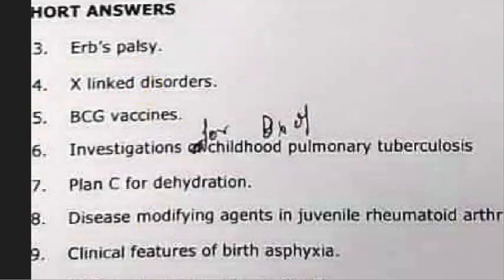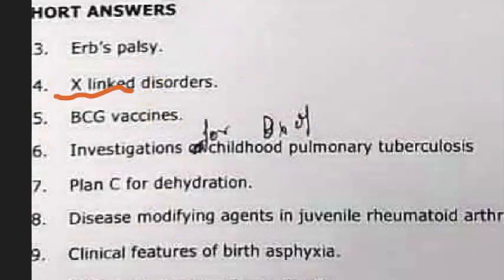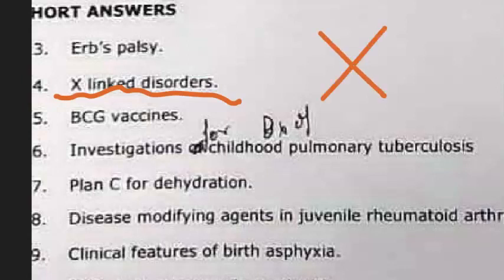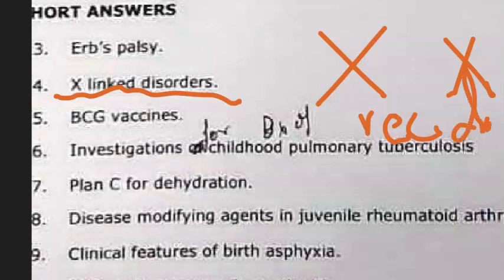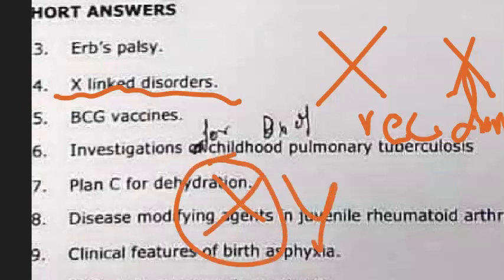The next question they're asking you is about X-linked disorders. X-linked can be recessive, or X-linked can be dominant. So basically these are sex-linked disorders, because you have X-linked and Y-linked. Here they're asking you in the exam only about the X-linked. So let us look at this.